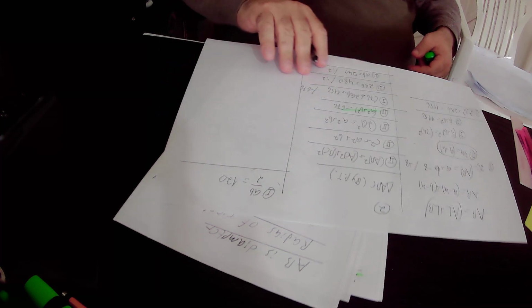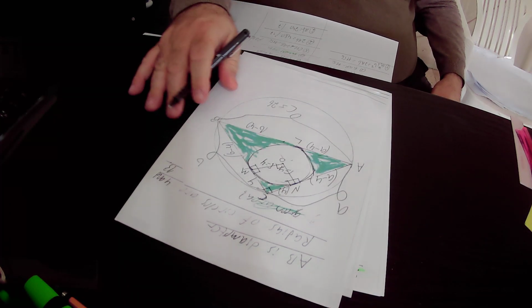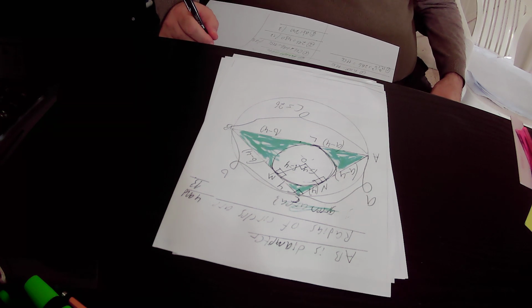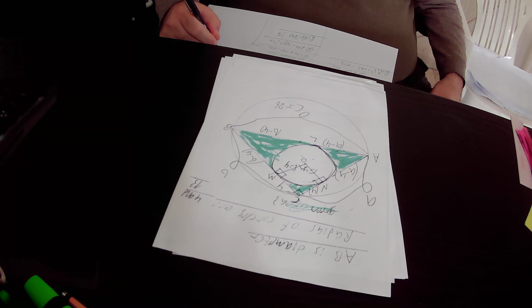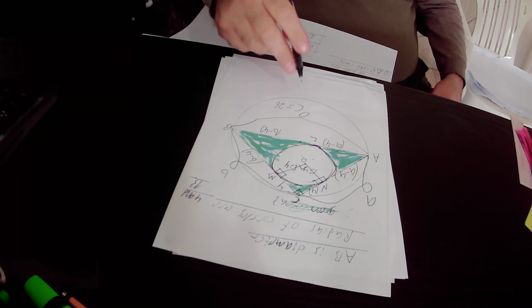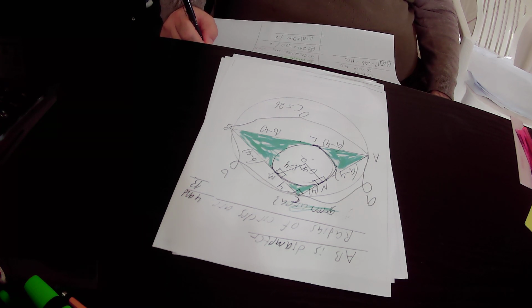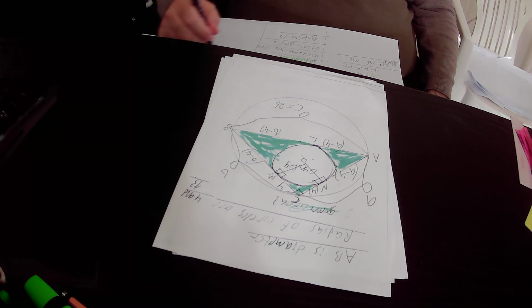So, what is the area of the blue shape? It is very easy to see from the drawing that the area of the blue shape is equal to the area of triangle ABC minus the area of the small circle.